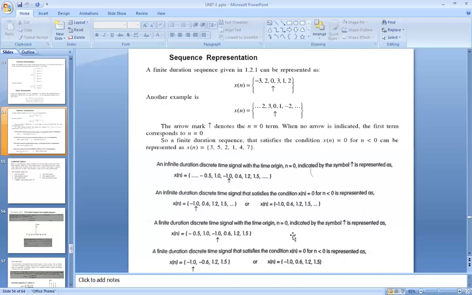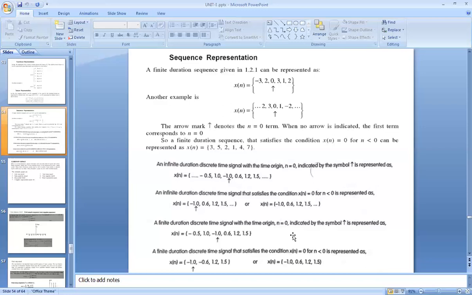So here you can see minus 1.0 is represented at n is equal to 0. 1.0 is represented at n is equal to minus 1. Minus 0.5 is represented at n is equal to minus 2. Similarly, 0.6 is represented at n is equal to 1, 1.2 is represented at n is equal to 2, and 1.5 is represented at n is equal to 3. So this is an example of a finite duration discrete time signal.